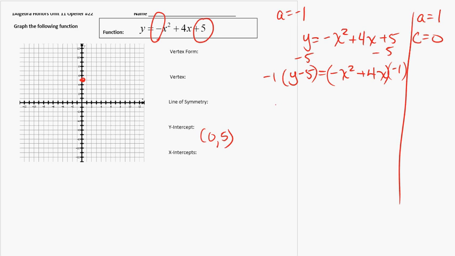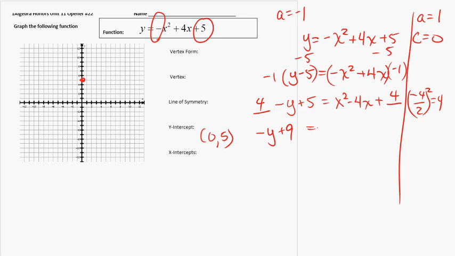So now I get -y plus 5 equals x squared minus 4x, and now I can do plus blank on the other side. So half of -4 is -2, squared is 4. So I add 4 to both sides, and I get -y plus 9 equals (x minus 2) quantity squared.